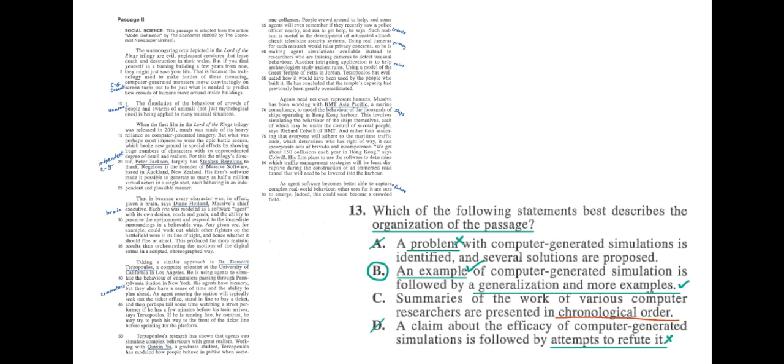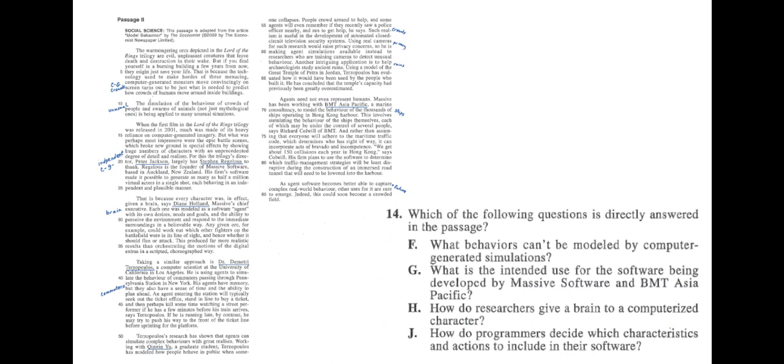14, which of the following questions is directly answered in the passage? This is where social science passages become kind of tricky. They're going to give you a lot of questions like this. Which of the following is answered? Which of the following is not answered? So this one you can find, right? It's actually decently easy to find.